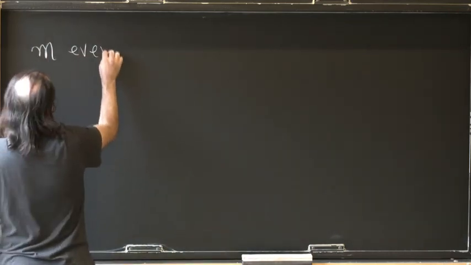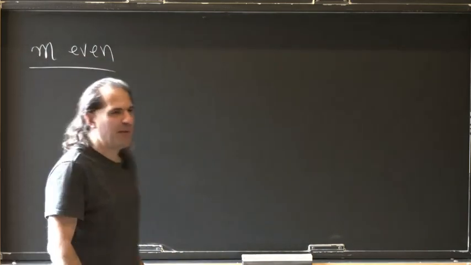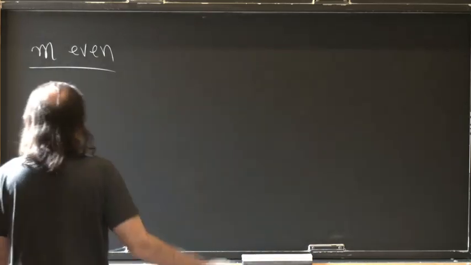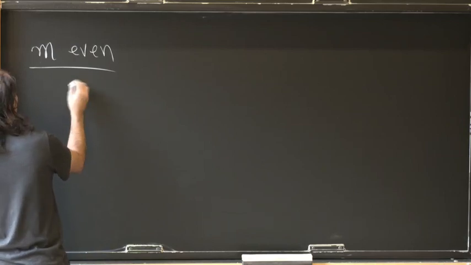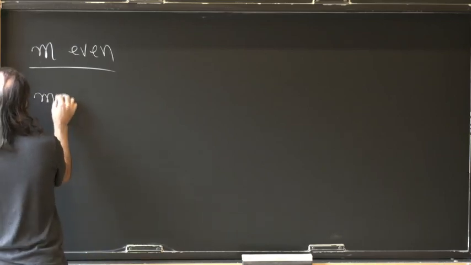Okay, and I'll do this again for m even. It's just the same for m odd. I just don't want to do that as one more step. So let's start with m equals 2.